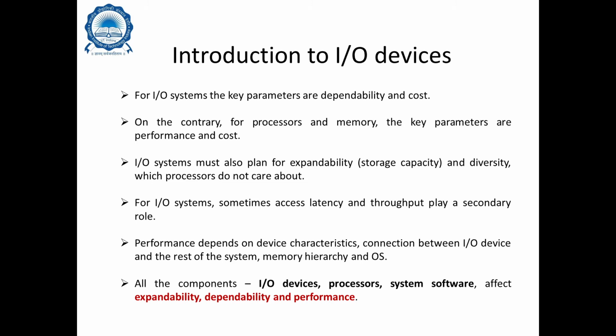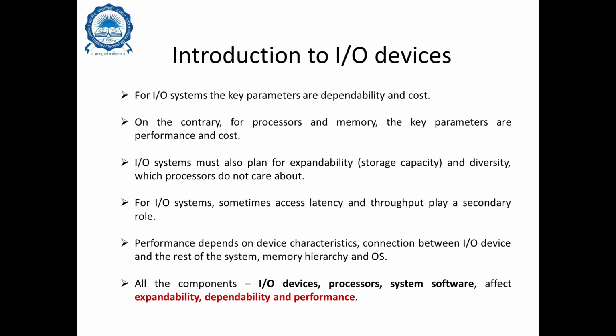So for an IO system, the key parameters are dependability and cost. These are the 2 most important parameters for an IO system. On the contrary, for processors and memory, the key parameters are performance and cost. We really don't focus too much on the dependability aspect, but focus more on the performance aspect. The third is IO systems must also plan for expandability, storage capacity, and diversity, which processors do not care about. In case of processors, we do not focus on expandability and diversity, which we do care about for IO systems.